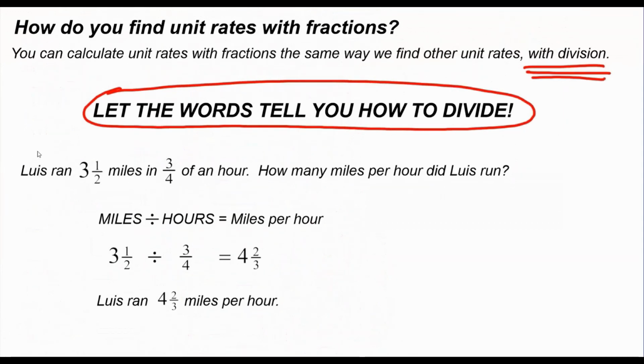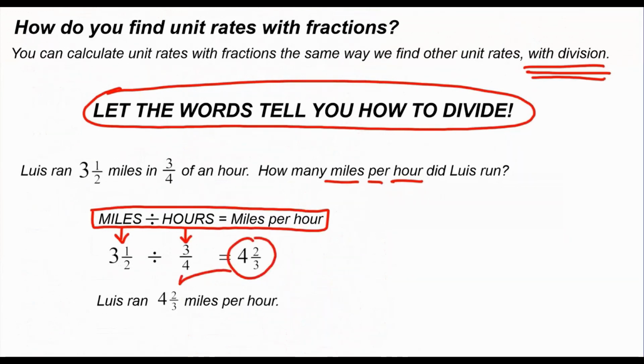So here's an example. Luis ran 3.5 miles in 3/4 of an hour. How many miles per hour did Luis run? So again, we're looking for this unit rate, miles per hour. So miles divided by hours is going to tell us miles per hour. I'm letting the words tell me the direction here. So Luis ran 3.5 miles in 3/4 of an hour. So we're taking 3.5 divided by 3/4, and that gives us 4 and 2/3. So that tells me that Luis ran 4 and 2/3 miles per hour. So again, we have fractions and mixed numbers in our unit rates. We can simplify those just the same way we do a complex fraction.